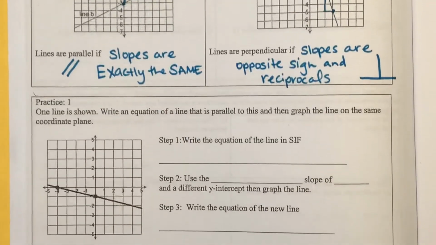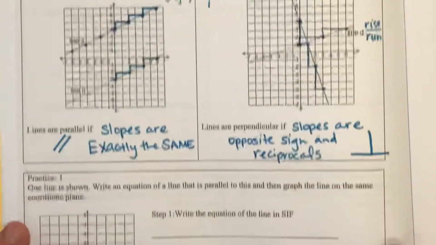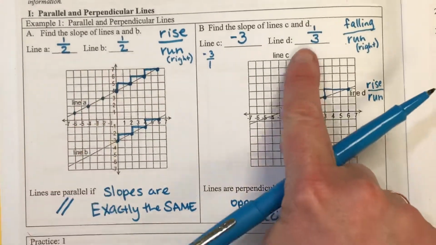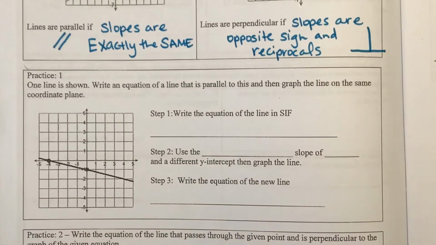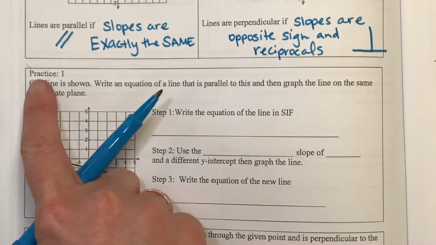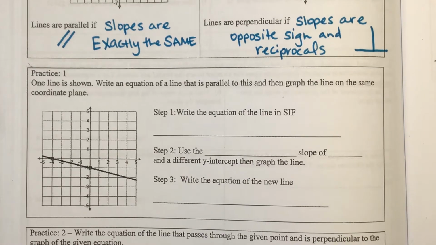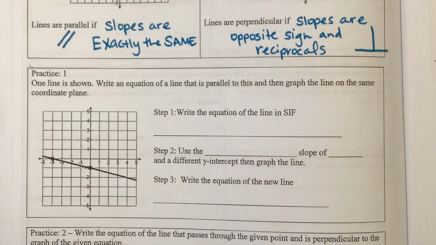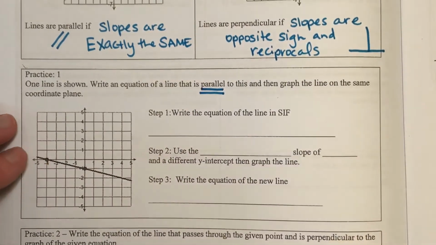Now, I have a couple practice problems. I'm going to go through 2 with you. Practice 1, now that we have talked about parallel slopes and perpendicular slopes, my first practice problem says this. On your graph, you have one line that is shown. Write an equation of a line that is parallel to this, and then graph the line on the same coordinate plane. So the key word here that they ask you for is a line parallel to your line.